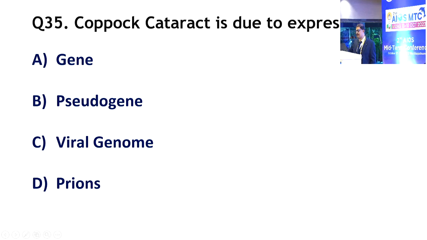Question number 35. Coppock cataract is due to expression of option A, gene, option B, pseudogene, option C, viral genome, option D, prions. Have you heard of this cataract? Coppock cataract is a congenital cataract that occurs in the embryonic nucleus.